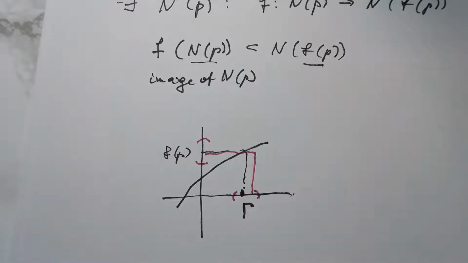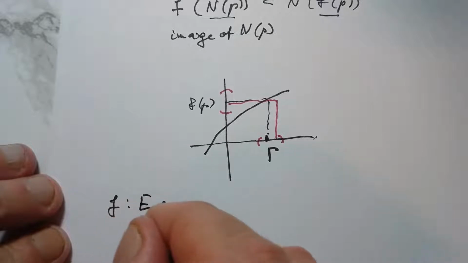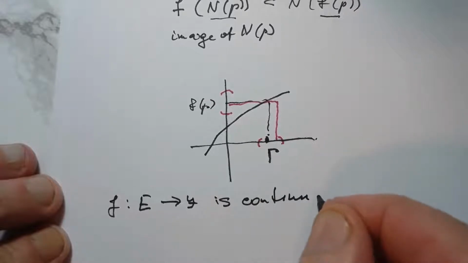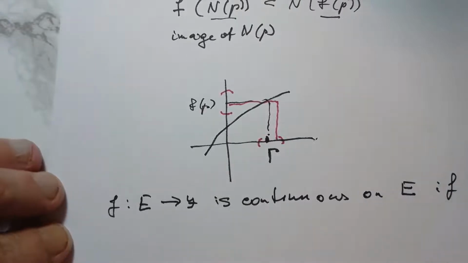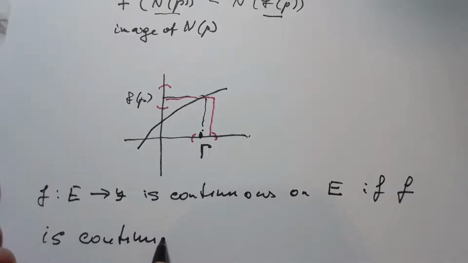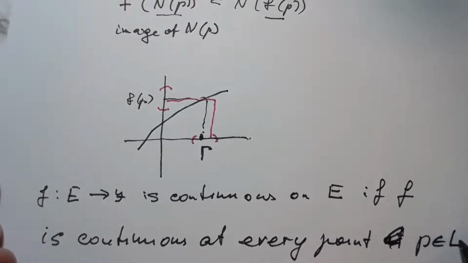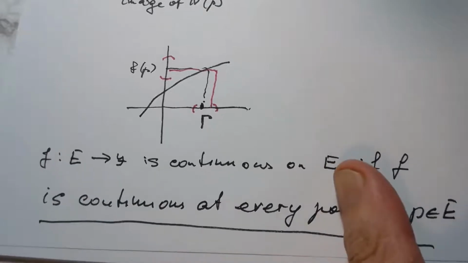Now, finally, let me say that the function f from E to Y is continuous on E if f is continuous at every point P in E. Okay, so this is the definition of a continuous function.